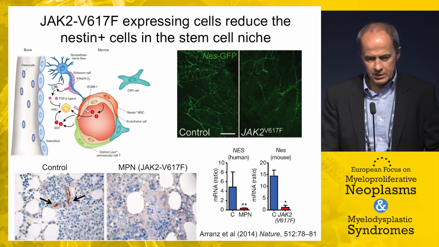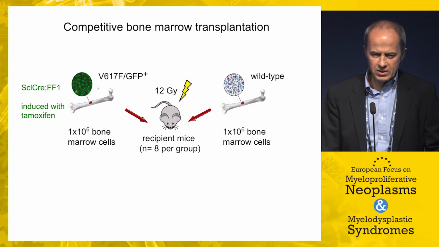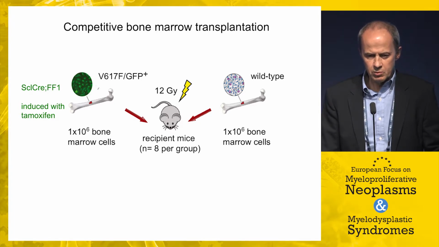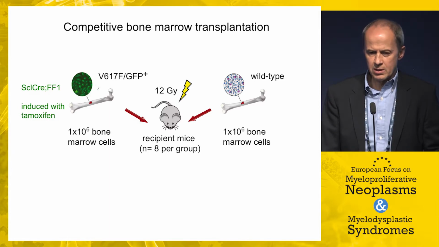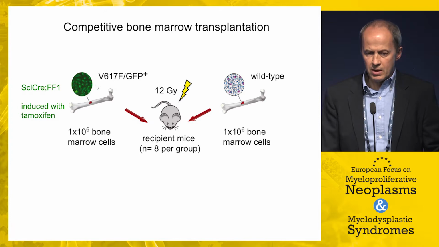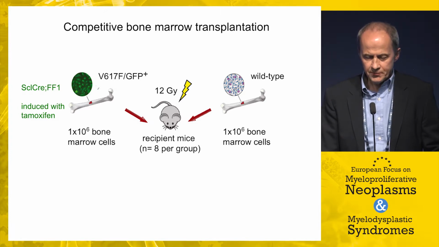So we followed this up using our mouse model, where we express the mutant JAK2, and we co-express GFP, green fluorescent protein, as a reporter gene in a competitive transplantation one-to-one with wild-type cells. So we can track not only the phenotype of MPN, but also the mutant allele burden.